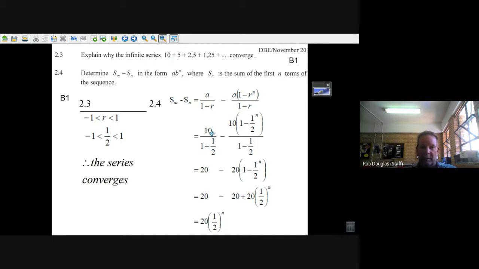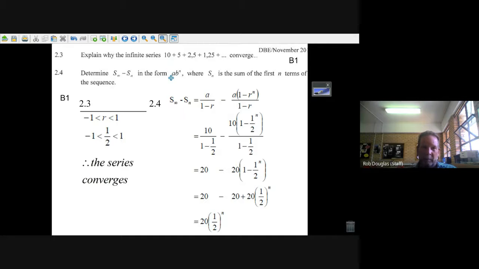Now work out some of this stuff. 1 minus a half is a half, and 10 divided by a half is 20. Same thing here: 10 divided by 1 minus a half, 10 divided by a half is 20. We multiply this 20 out, we get 20 minus 20, but then 20 times a half to the n power. 20 minus 20 is 0. All we're left with is 20 times a half to the nth power.